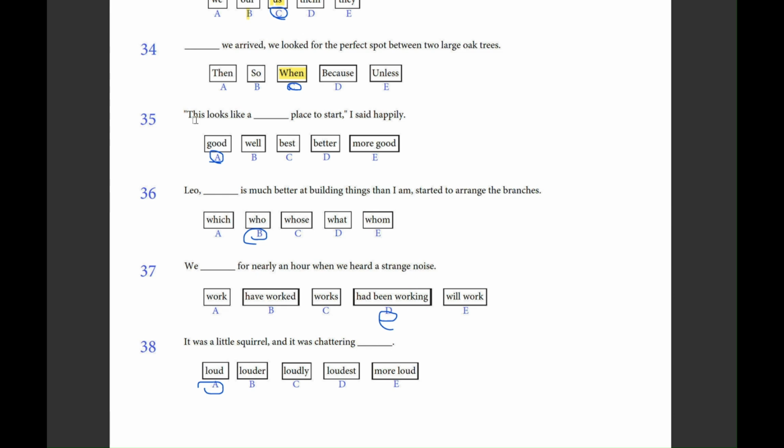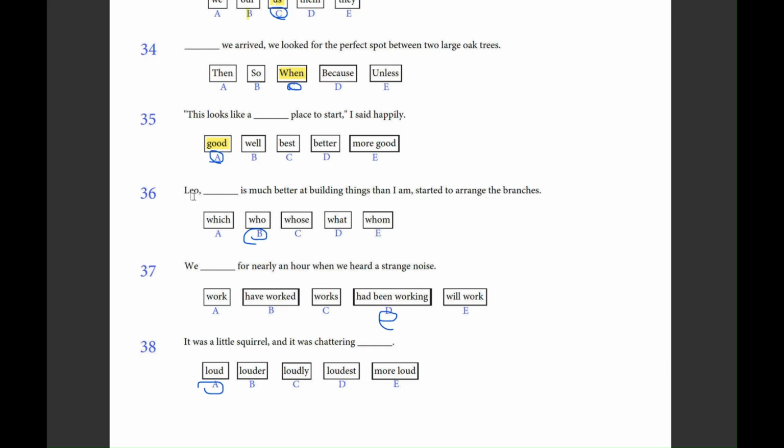Best word. This looks like a blank place to start, I said happily. Now let's examine the choices. A, good, B, well, C, best, D, better, E, more good. When we consider why not, we see that B, well, is an adverb, and that doesn't quite fit. C, D, and E are comparative or simply ill-formed. The correct answer is A, good. The explanation is that an adjective like good is needed to describe the word place.